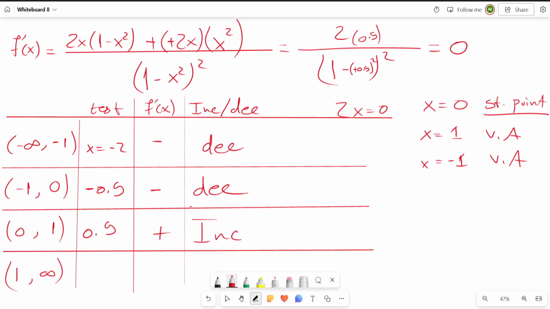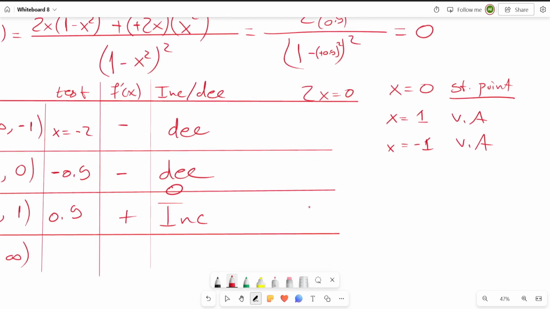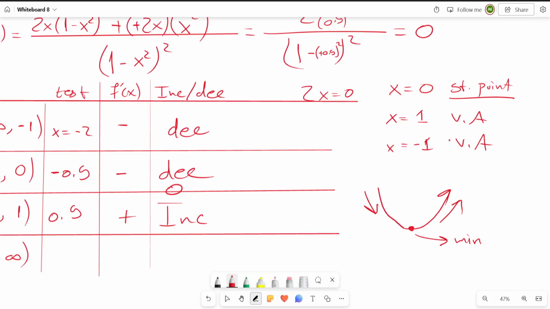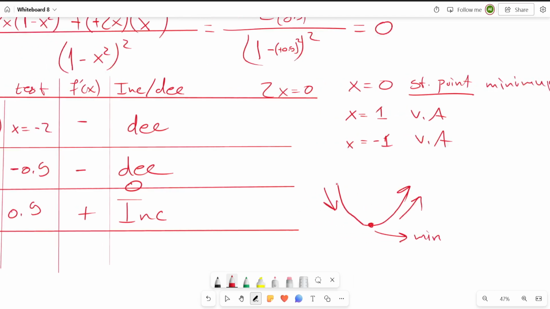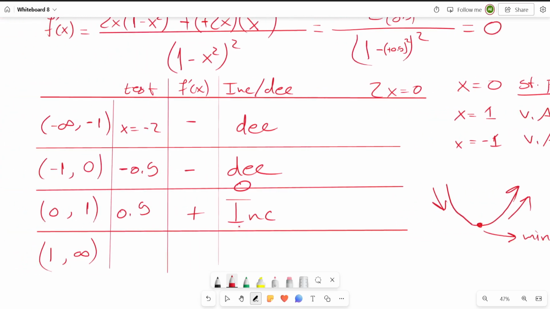So I can see that when x was 0, the function went from decreasing to increasing. So the function was decreasing, having a negative slope, and then it started to increase after my critical point. That means that my critical point is a local minimum. So over here, our stationary point is a minimum. Okay, and then since there is no critical point here, I expect this also to be positive or increasing.